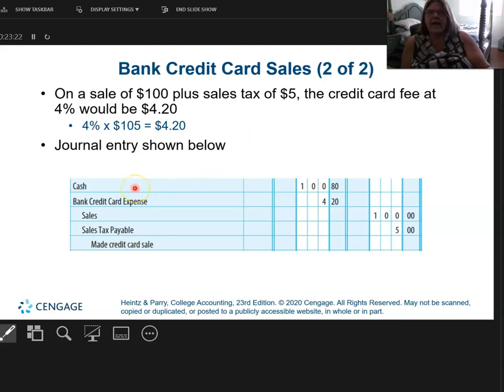So here's the actual cash I'm going to get. It's $105. That's the total amount I would normally get. But after I pay the bank card expense of $4.20, I'm only going to end up with $100.80. My sales is still $100 and my sales tax payable is still $5. So remember, the total cash you're going to get is going to go here, but you have to back out what it costs to run that credit card.